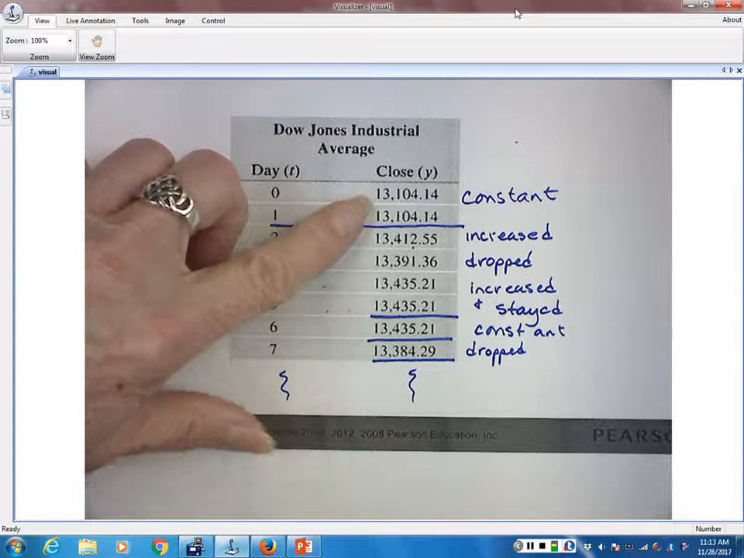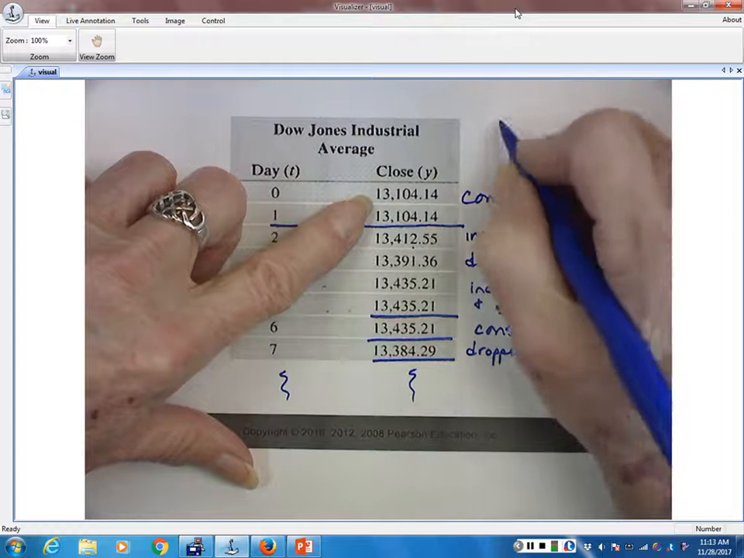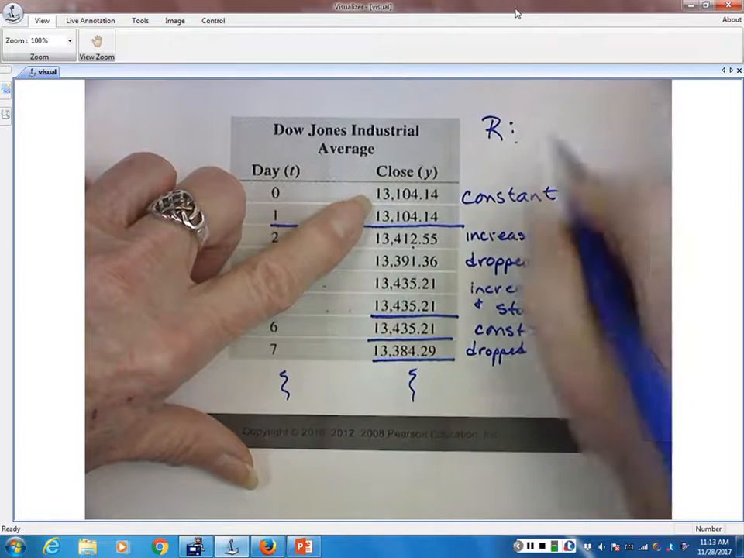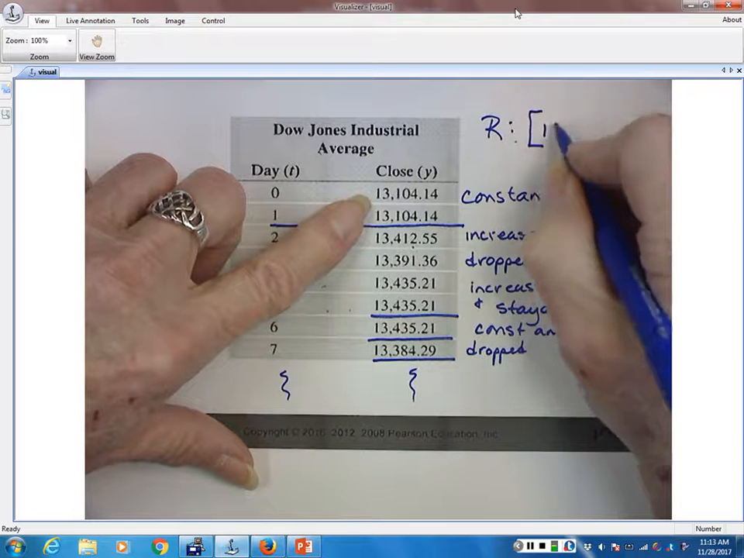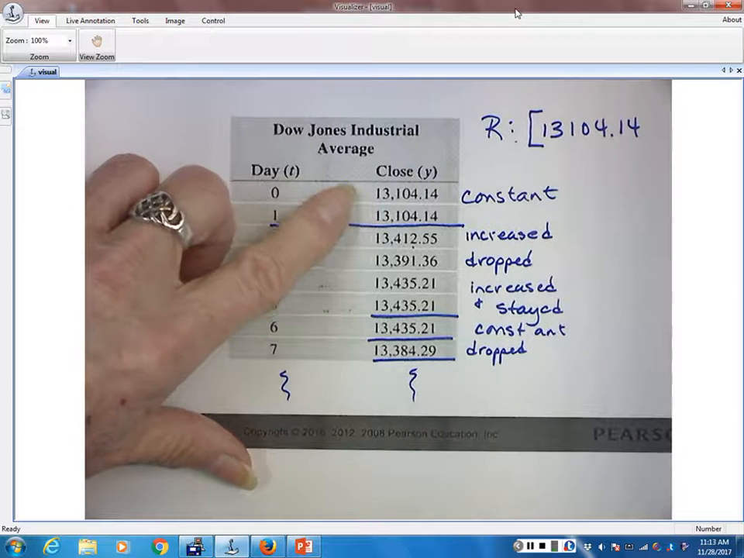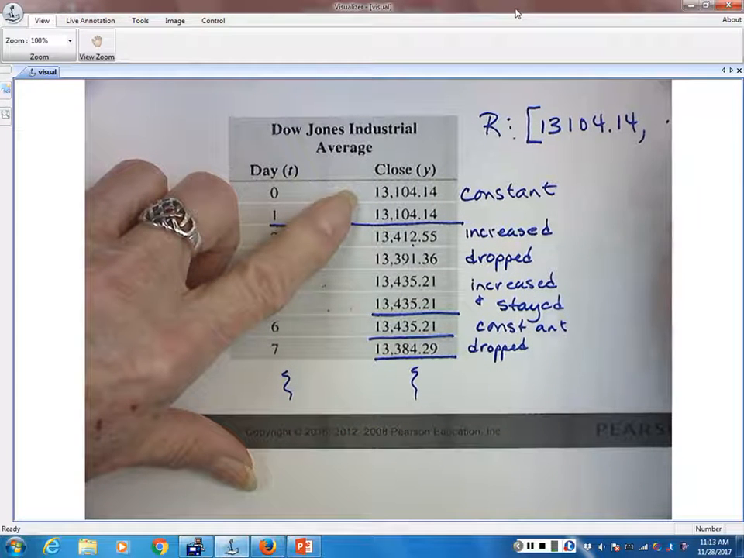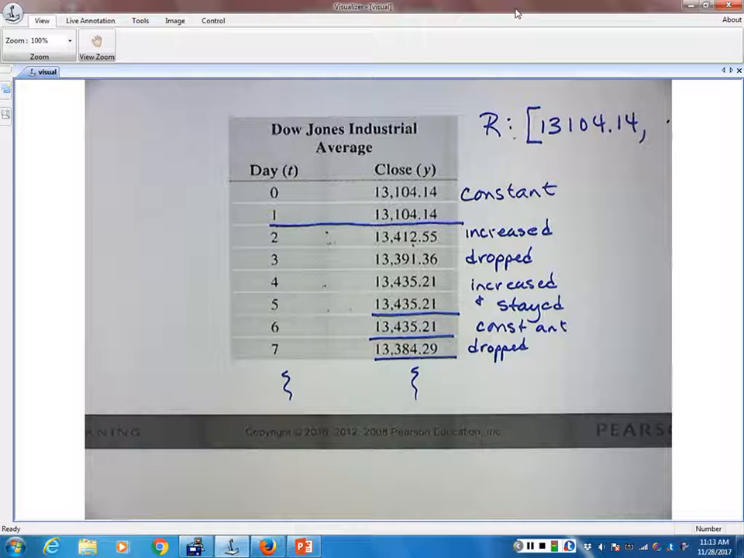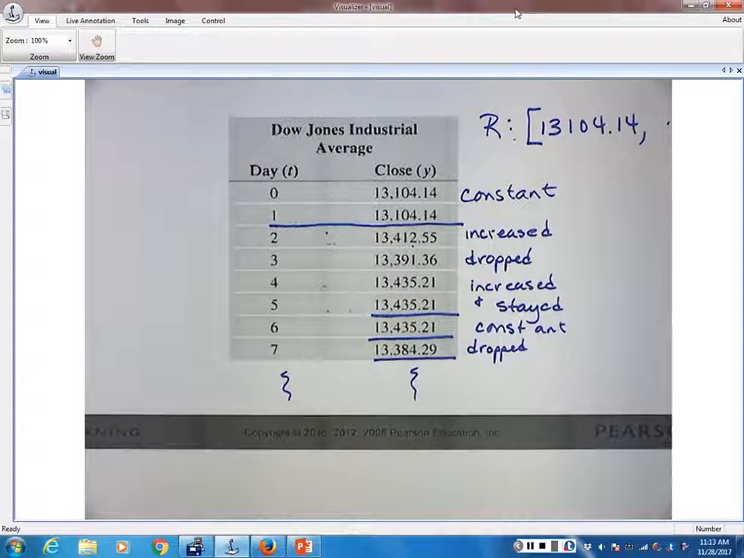This seems to imply actually that the range began not at 13,100, but at 13,104.14. But when we read from the graph, we couldn't be that specific, especially not down to 1,400ths of a point.